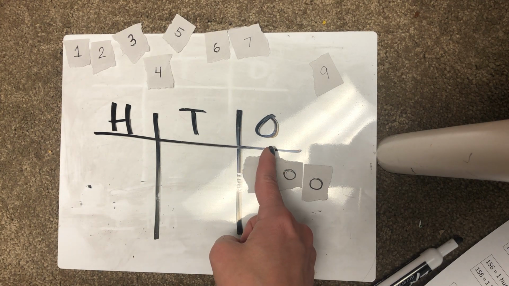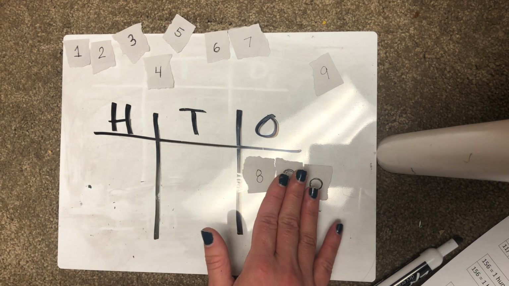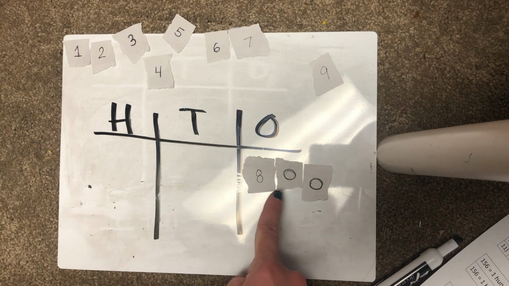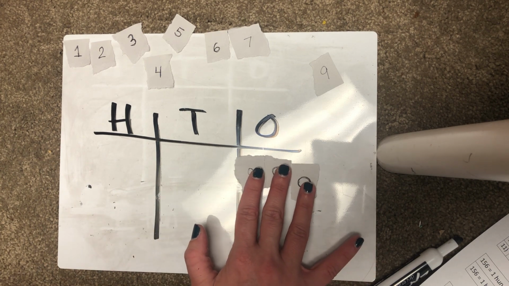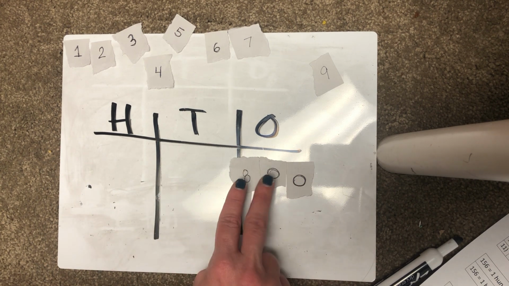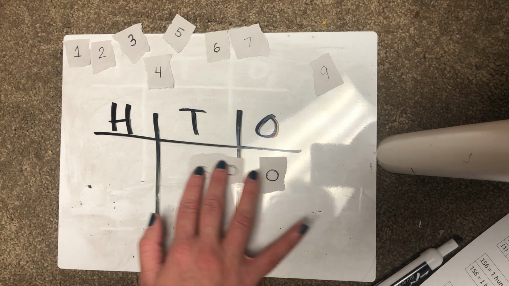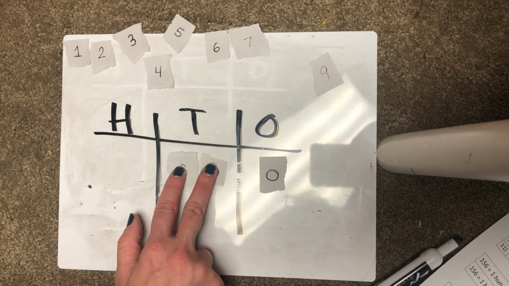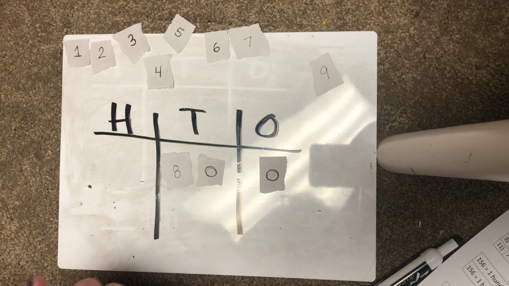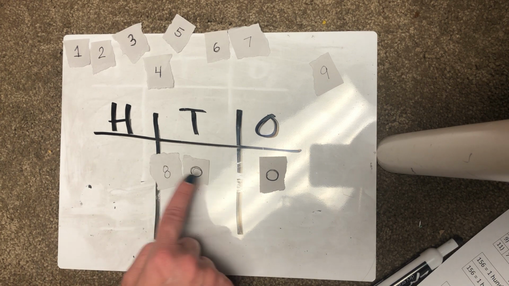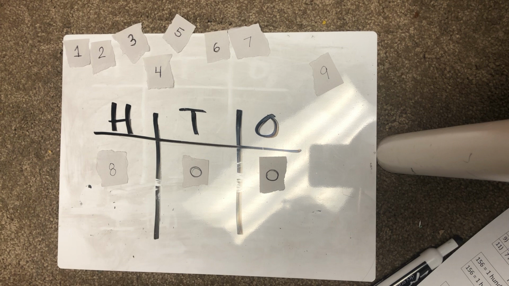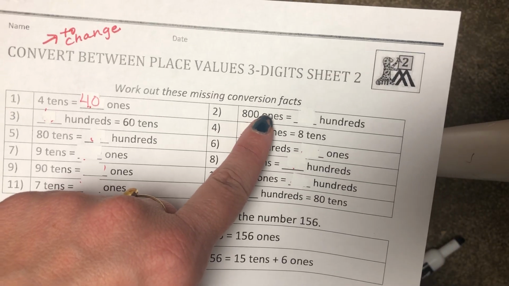When we're going from small place value to larger, we're just going to shift these the other way. So I'm going to pull from the front here, okay? This 0 will stay here. Now I have 80 tens, okay? Now this 0 will stay. And now I have 8 hundreds. So 800 ones equals 8 hundreds.